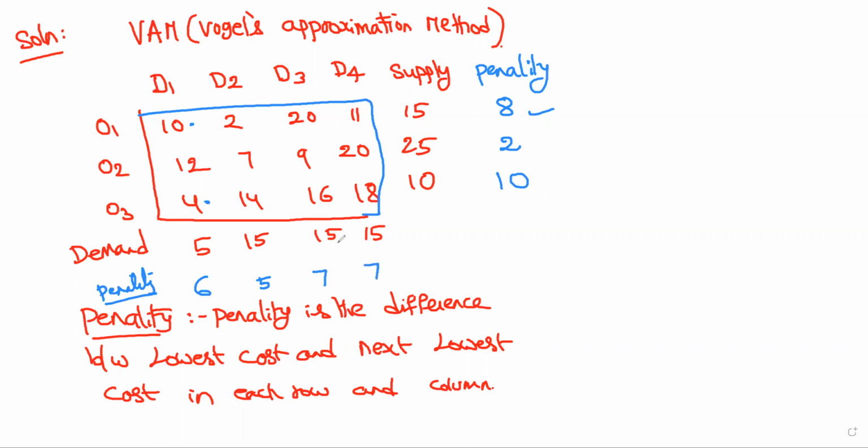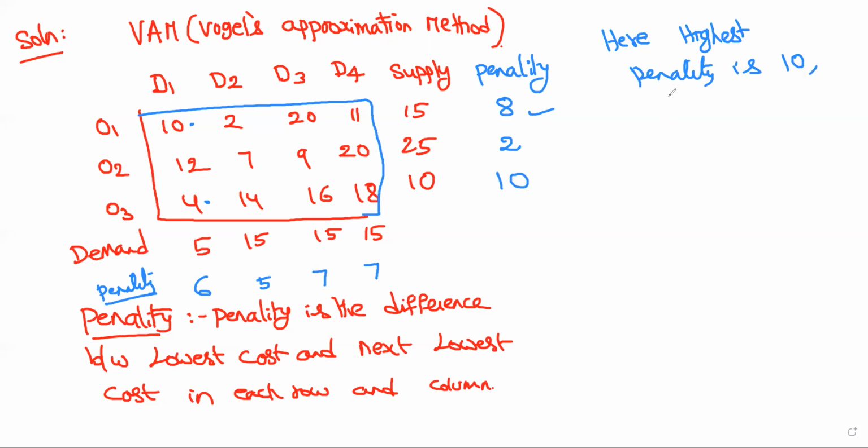I wrote the penalty is the difference between the least element and the next least element, corresponding to each row and column. Now you have to give preference to the highest penalty. What is the highest penalty here, row or column? The highest penalty is 10.